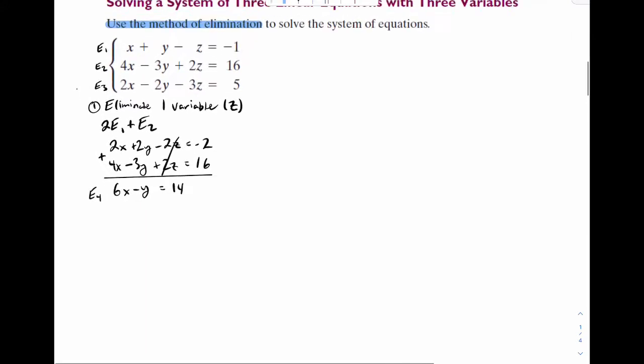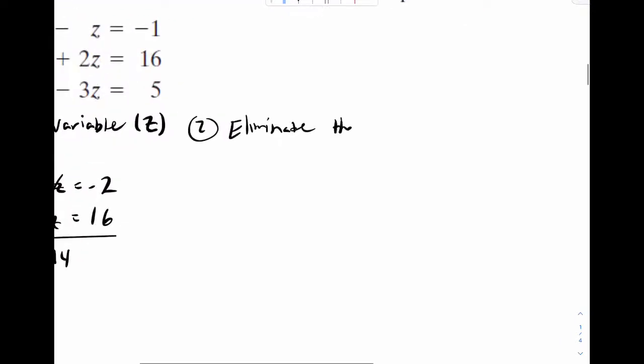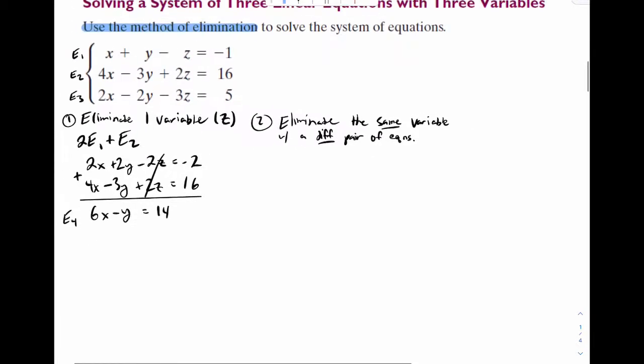Now step 2, this is important. You eliminate the same variable with a different pair of equations. That is super, super important. So if you pick Z here, that means you gotta do Z again. You pick X, gotta do X again. I pick Z, so I'm gonna pick equations 1 and 3 to work with. And you can use any pair as long as it's not E1 and E2 again.